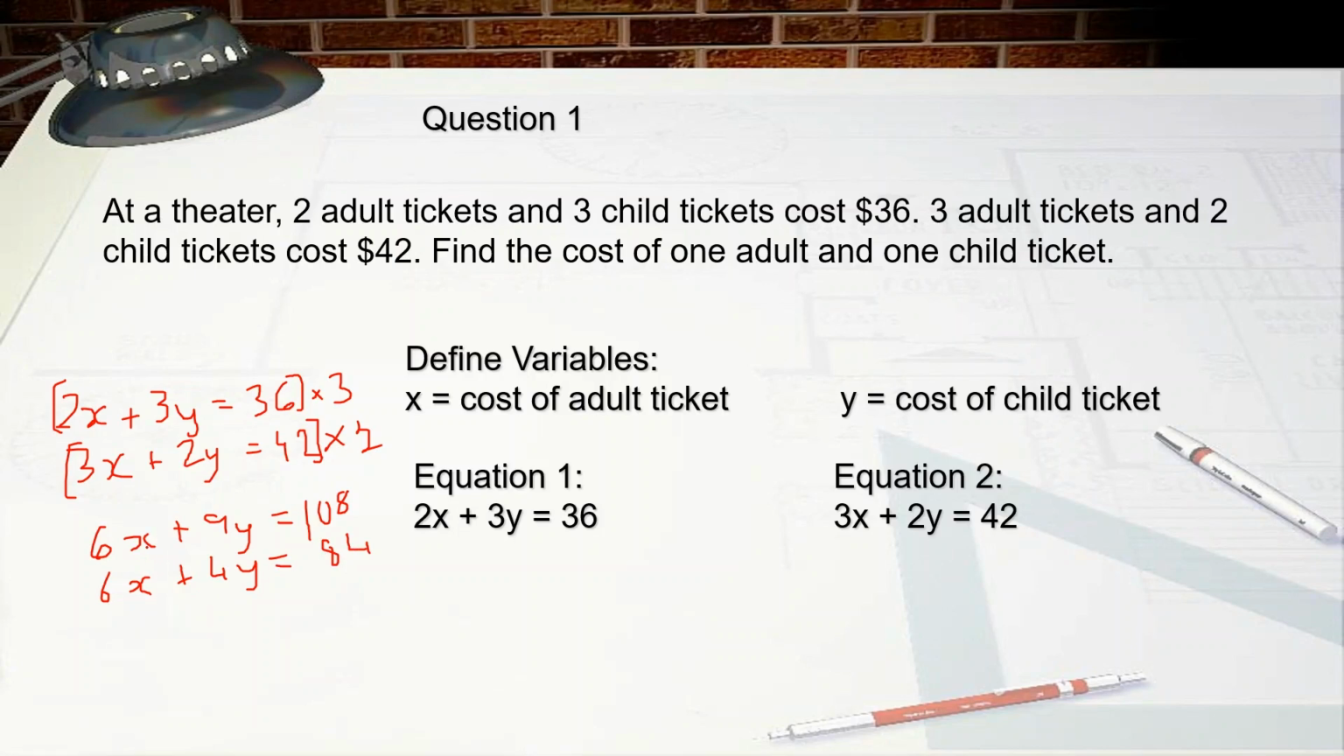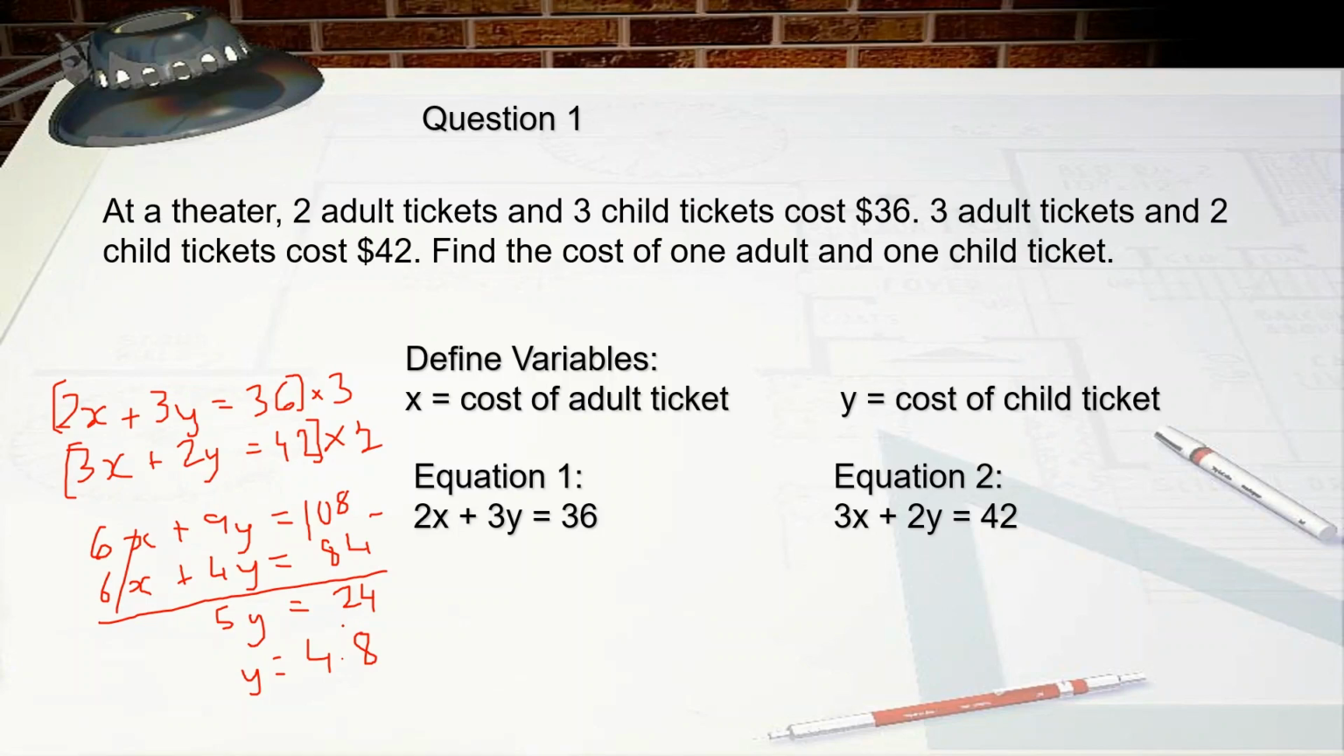Now we can simply eliminate these two easily since 6x and 6x are common. So 6x minus 6x is 0, 9y minus 4y is 5y. And then 108 minus 84 is equal to 24. So y is equal to 24 divided by 5, which is equal to 4.8. So the cost of 1 child ticket is $4.80 or $4.8.